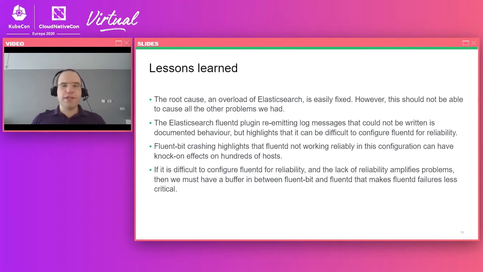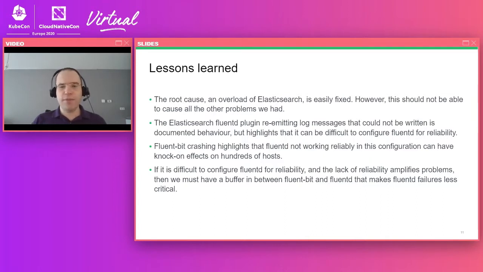So we learned a few lessons from this about the way we were doing things. The initial root cause, which was an overload of Elasticsearch, we can easily fix. That's just a case of giving Elasticsearch more resources. But we didn't want a problem in one part of the architecture to be able to cause a whole lot of problems elsewhere. Secondly, the misconfiguration of the Elasticsearch Fluentd plugin.